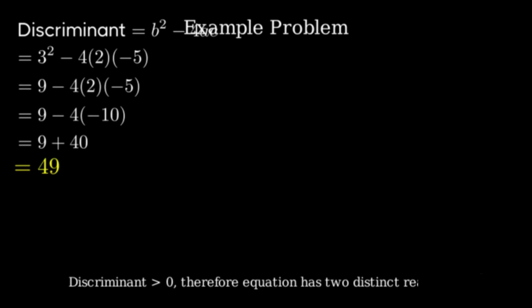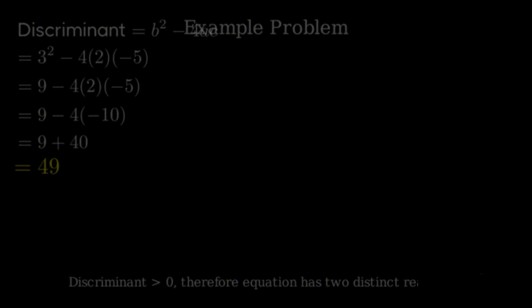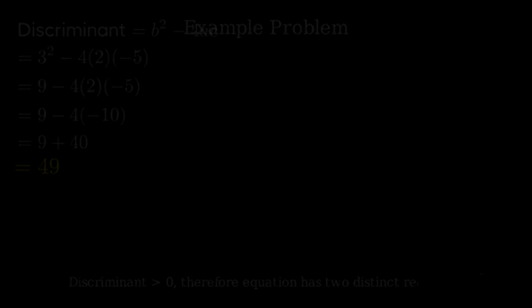Understanding how to find and interpret the discriminant is a crucial step in solving quadratic equations. The discriminant gives us immediate insight into the nature of the solutions before we even solve for the values of x. In our example, we identified the coefficients a equals 2, b equals 3, and c equals negative 5, and calculated a discriminant of 49. This positive discriminant confirms that the equation 2x² plus 3x minus 5 equals 0 has two distinct real solutions.